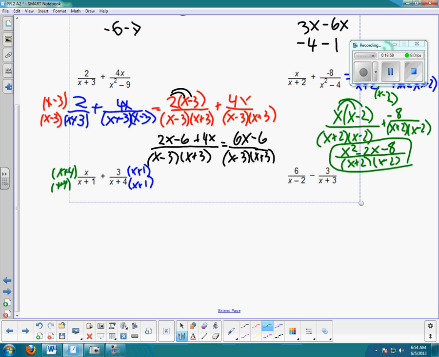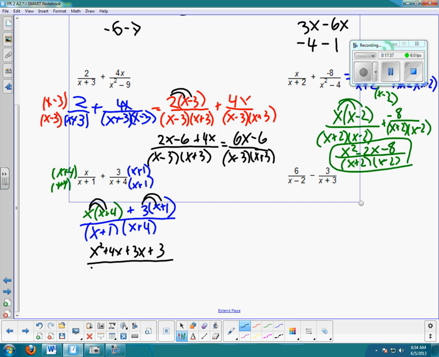All right, so when we do that, on the left, we end up with x times x plus 4. And on the right, we end up with 3 times x plus 1. And now I'm going to go ahead and put them over the common denominator, which is x plus 1 times x plus 4. So all we need to do now is kind of clean up. X times x plus 4 is x squared plus 4x. I distributed that. And the other one is plus 3x plus 3 all over x plus 1 times x plus 4.